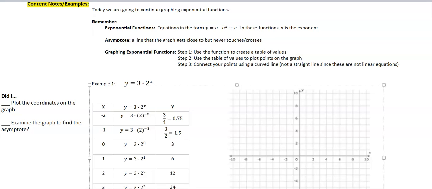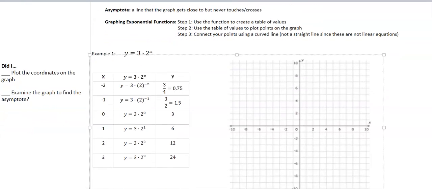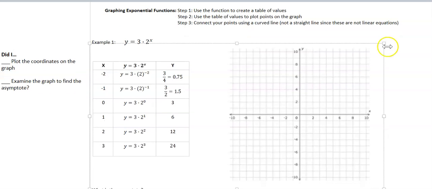So we want to use the function to create a table of values, which in this case is already done for you. We have our x's, we can see it replaced and solved for in our equation, and then the output. So for step 2, we want to use this table and plot our points on the graph.